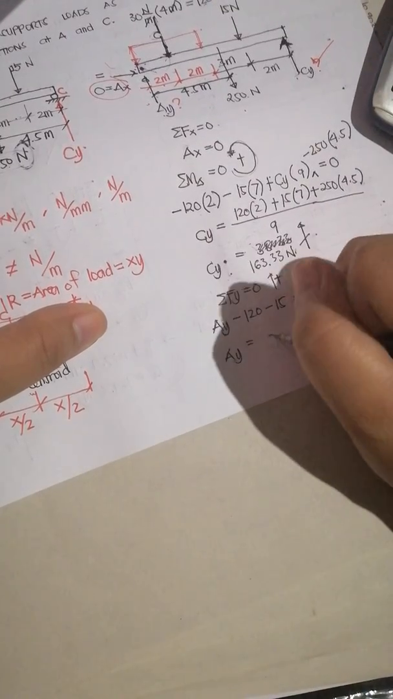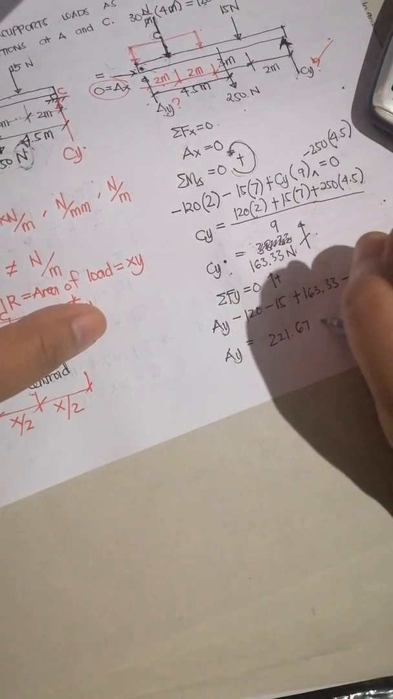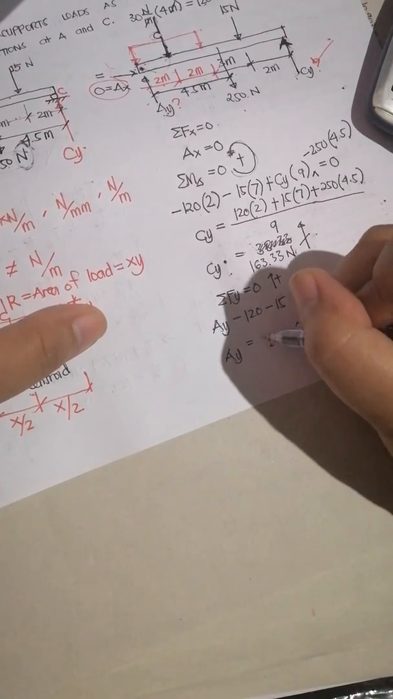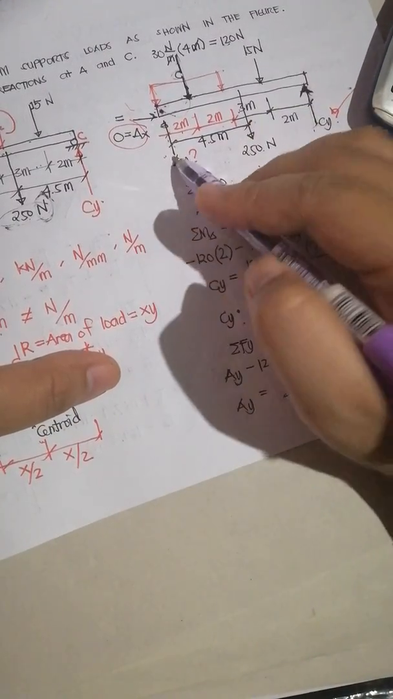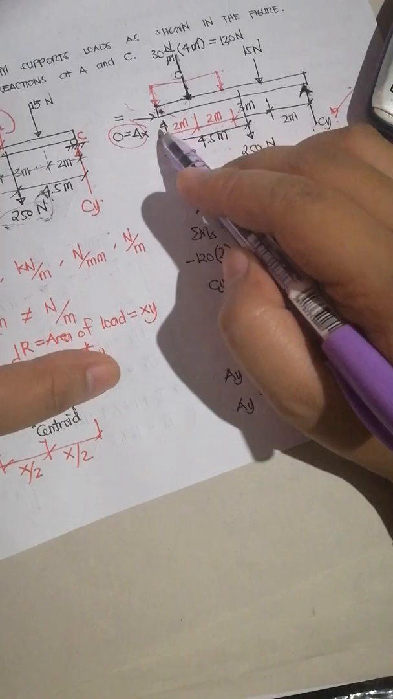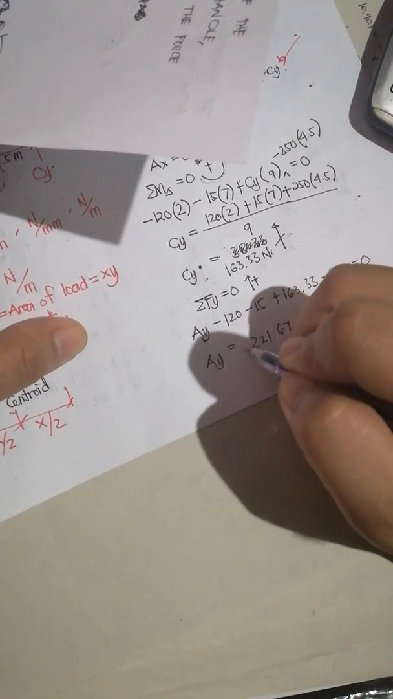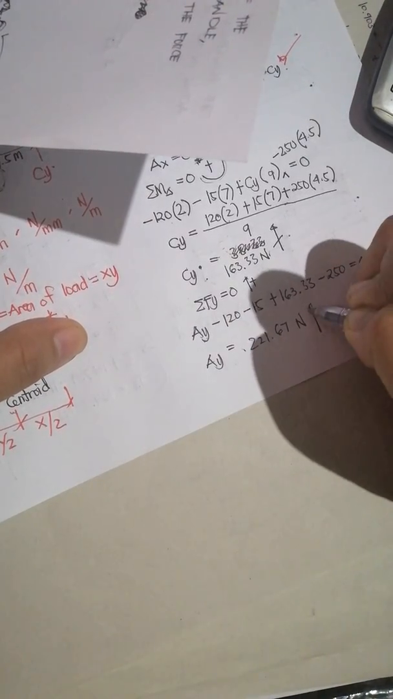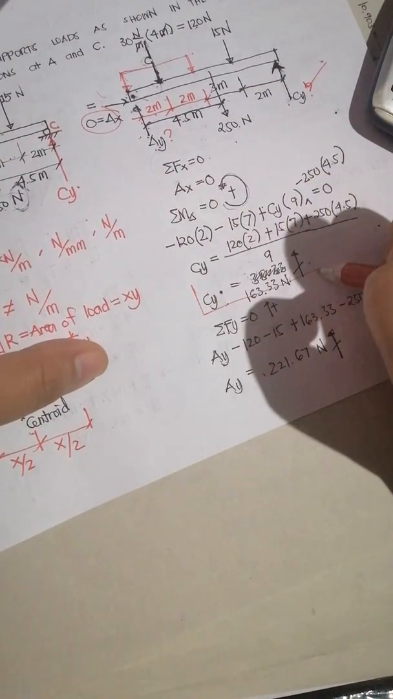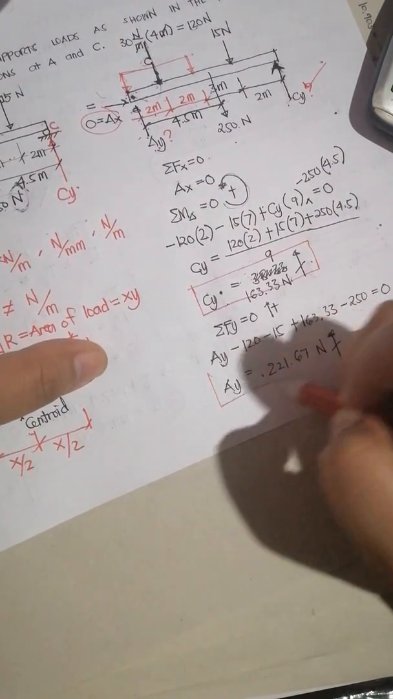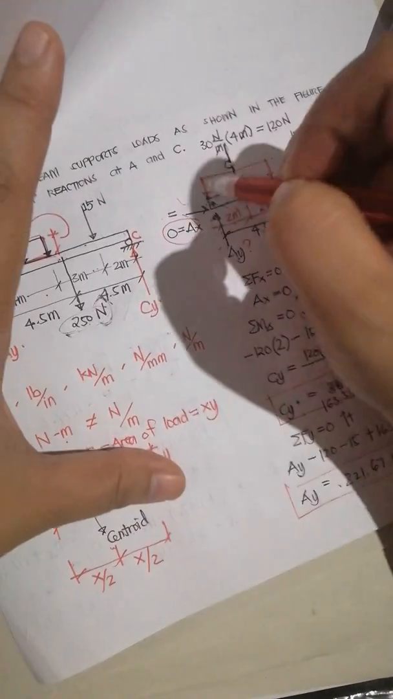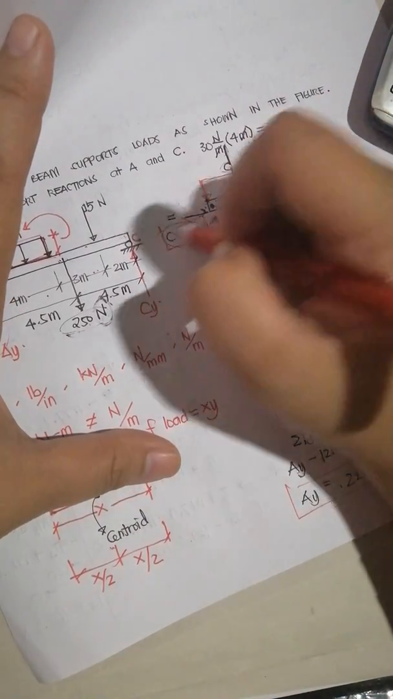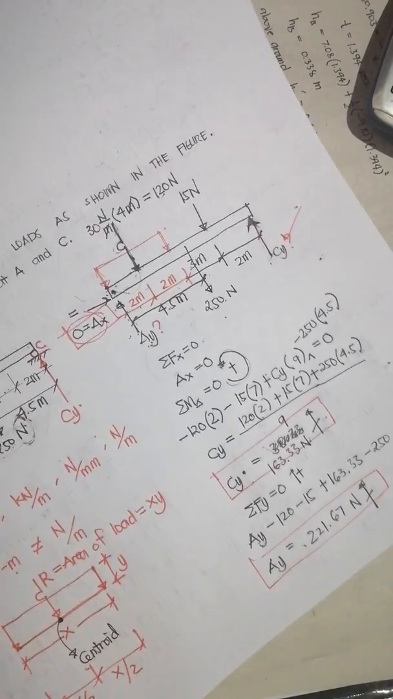This is 221.67 newtons. Since the result is positive, we are right with our initial assumption that Ay is upward. It is indeed an upward reaction. So these are now the support reactions, and then Ax is equal to 0.